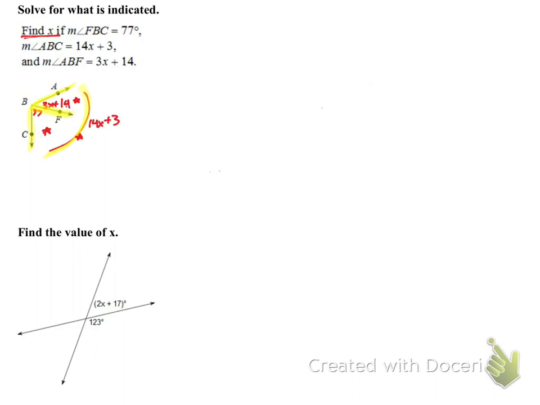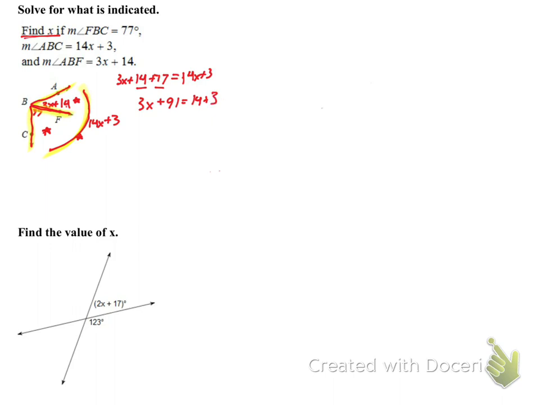So I'm going to take my first small angle right here, which is 3x plus 14. Then I'm going to add my smaller angle right here, plus 77, and that's going to be equal to, again, this whole thing. So that's going to be 14x plus 3. So then I just got to solve this. First, I got to combine my like terms on my left-hand side. So 3x, and then 14 plus 77 is going to be equal to 91. It's equal to 14x plus 3.